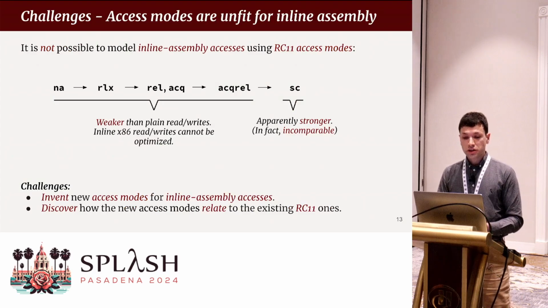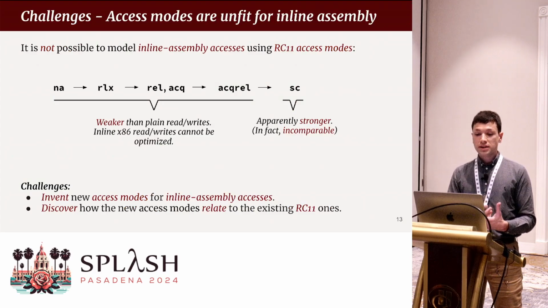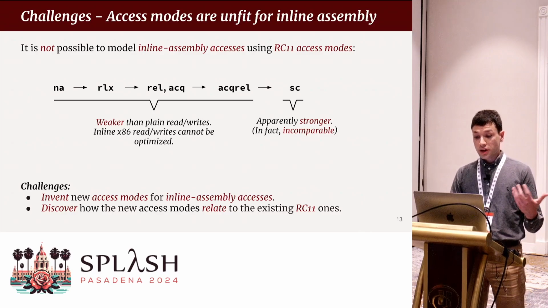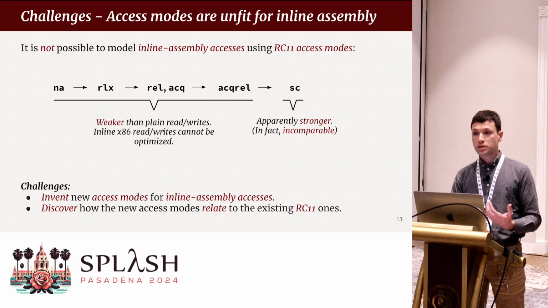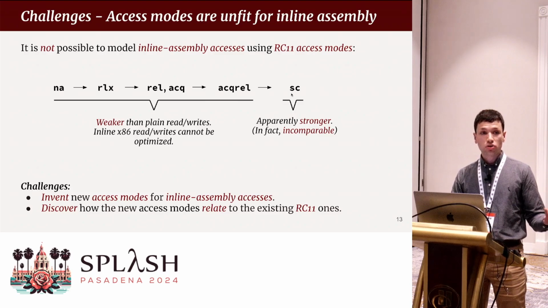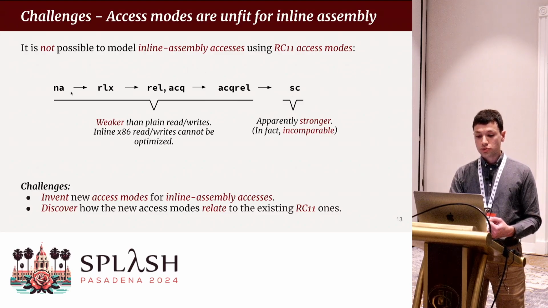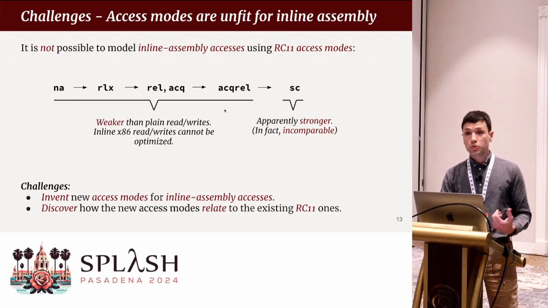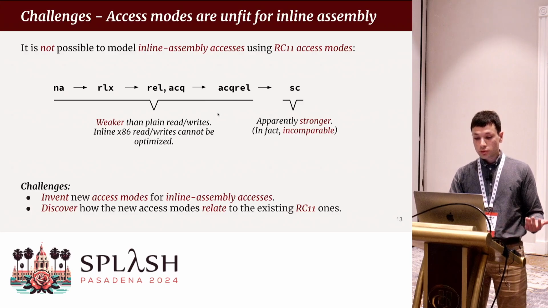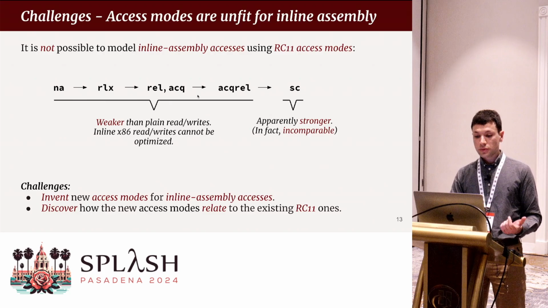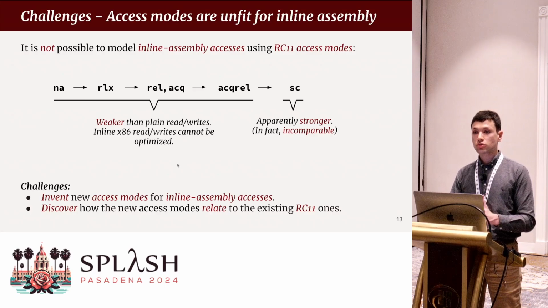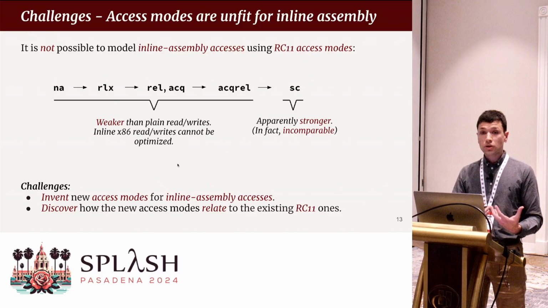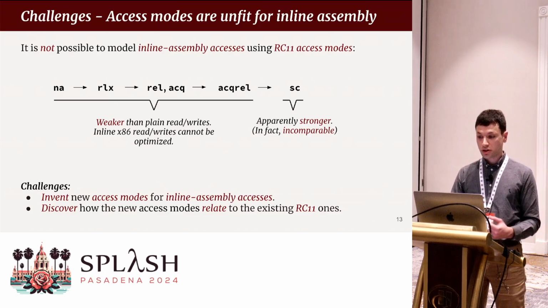A third challenge is that we cannot model inline assembly access using the existing RC11 access modes. So we cannot use SC because it's stronger than inline assembly access, because the compilation inserts strong memory fences. And we cannot use the other modes of access because they are weaker than inline assembly, which is not optimized like the other ones. So the challenge here is to devise new modes to describe inline assembly accesses and discover how they relate to the existing ones in RC11.